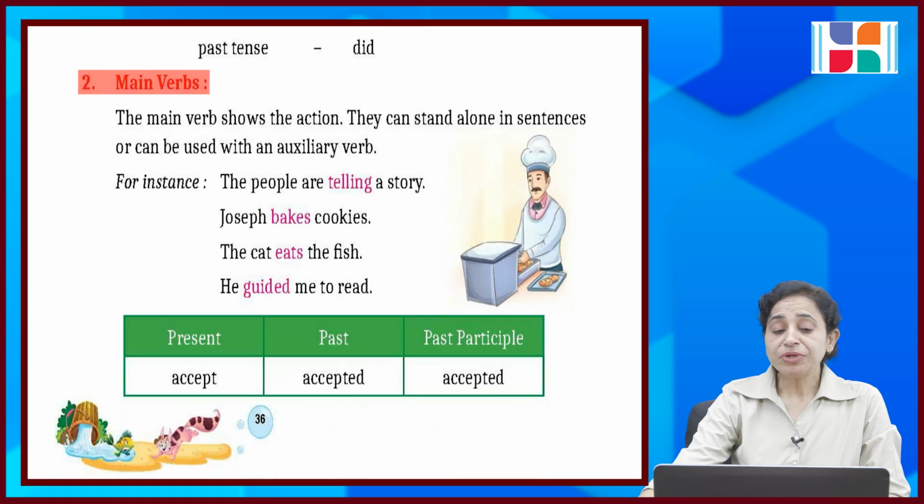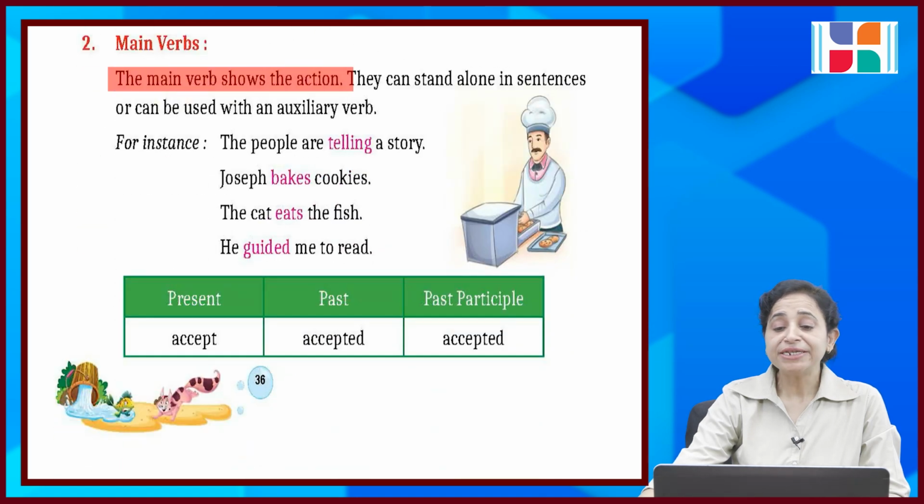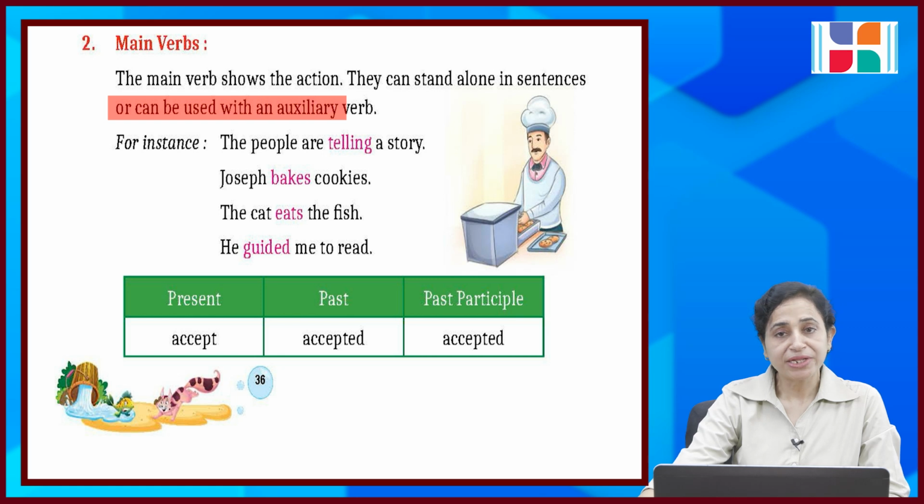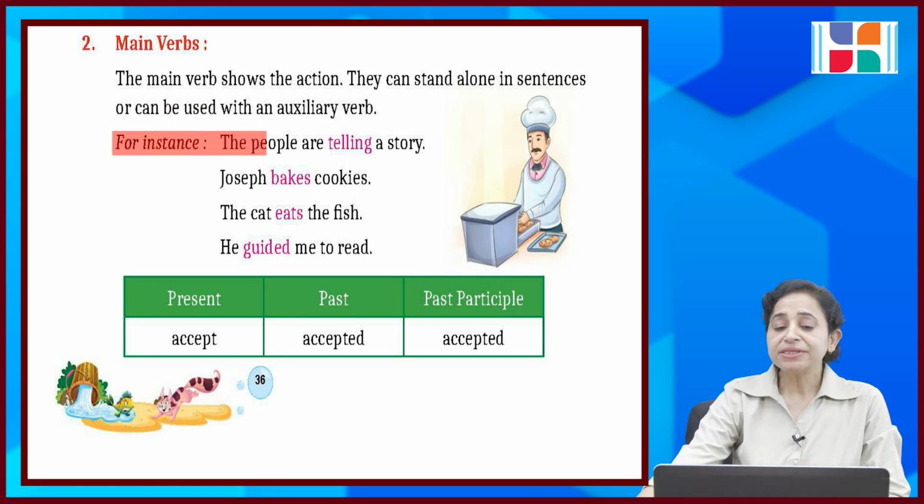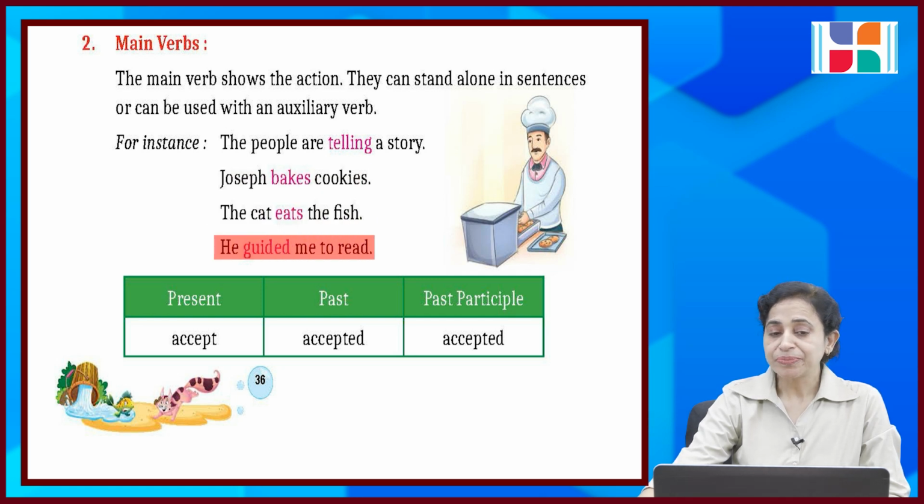In main verbs we have the main verb shows the action and they can stand alone in sentences or can be used with an auxiliary verb. For instance, the people are telling a story. Joseph bakes cookies. The cat eats the fish and he guided me to read.